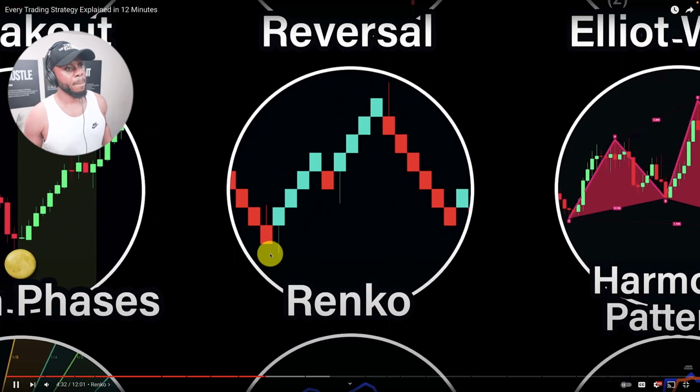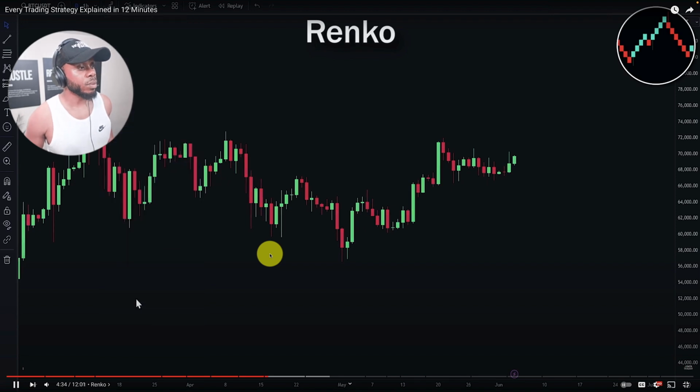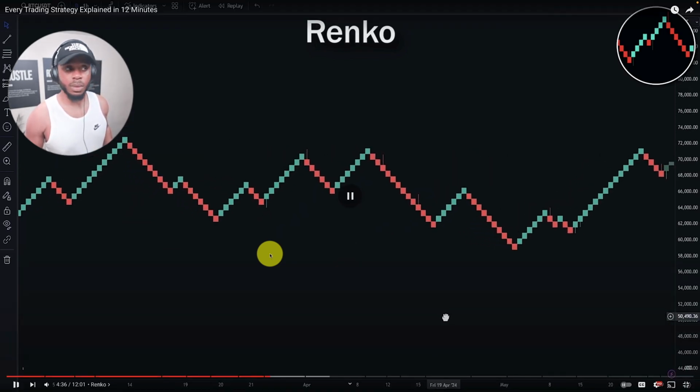Renko. It replaces a traditional candlestick chart with a Renko chart. Bro, this looks like a whole bunch of Legos. This is something that my son will be creating when he's doing his coding or something. I don't know what's going on here. Guys, this looks like a whole bunch of Legos.